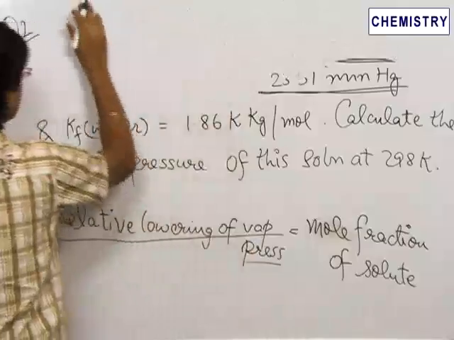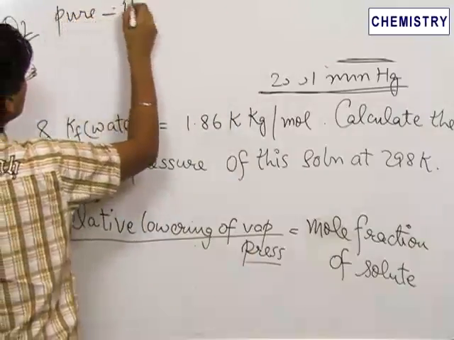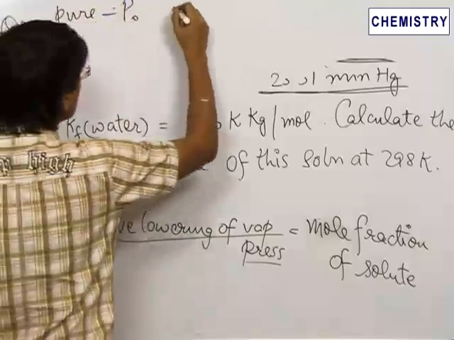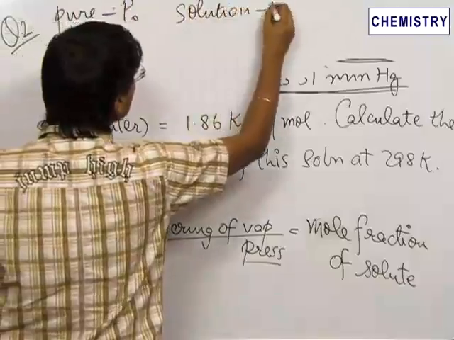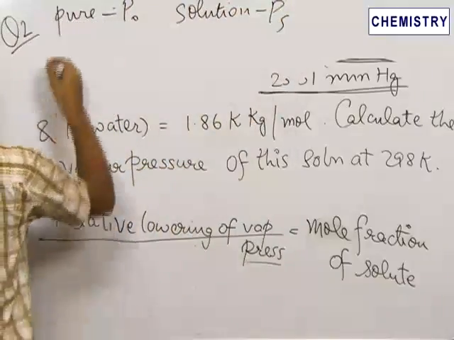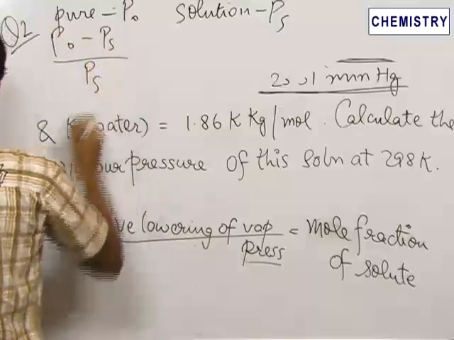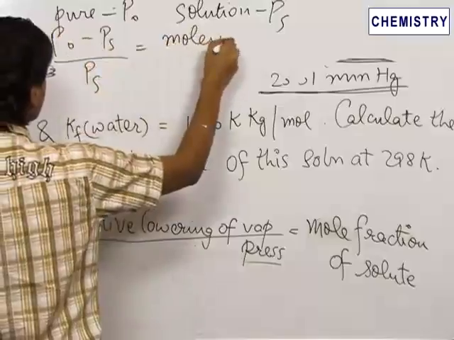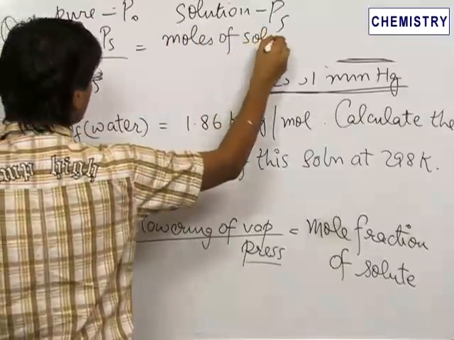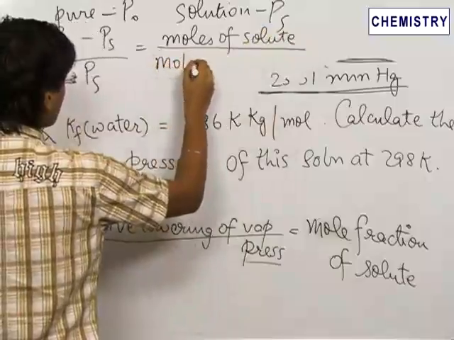If we assume the vapor pressure of pure solvent to be equal to P naught and the new vapor pressure for the entire solution to be equal to PS, then by Raoult's law we can write (P naught minus PS) upon PS is equal to moles of solute upon moles of solvent.